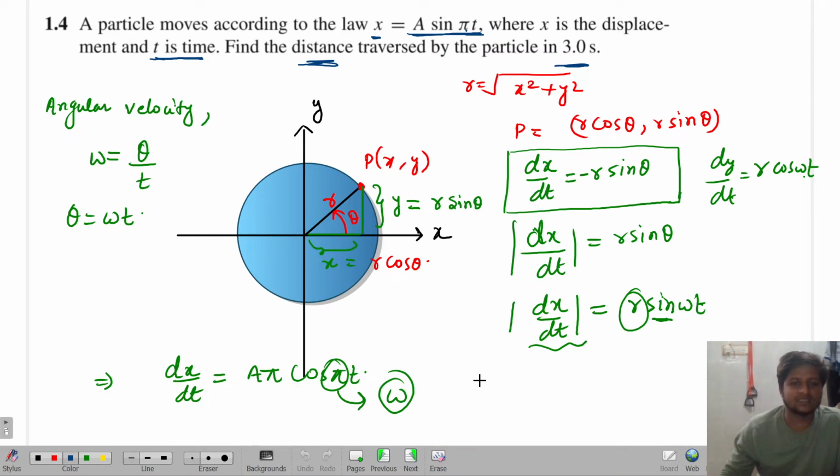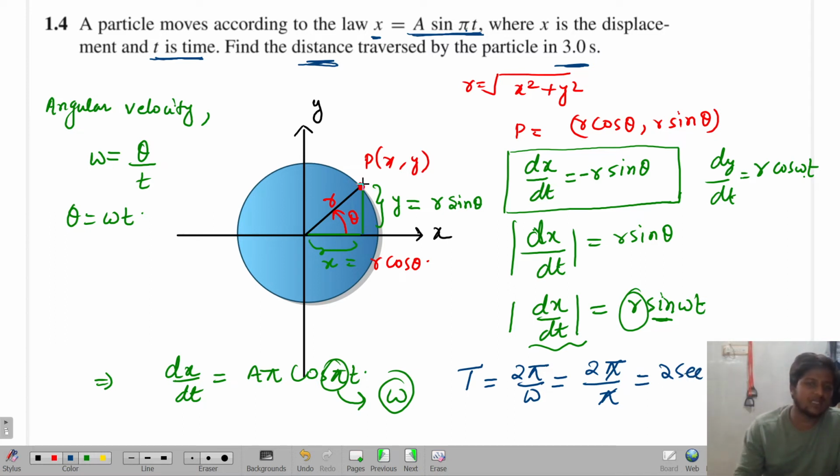So if your pi is angular velocity, can you calculate the total time of movement? Total time will be given as what? 2 pi by omega, or not? Tell me yes or no. Omega is equal to 2 pi by t. So therefore total time is given as 2 pi by omega. 2 pi by omega means what? 2 pi by pi, and pi gets cancelled, and that is equal to 2 seconds.